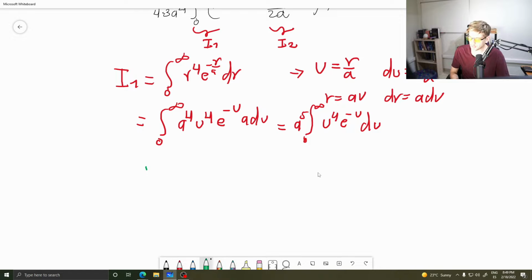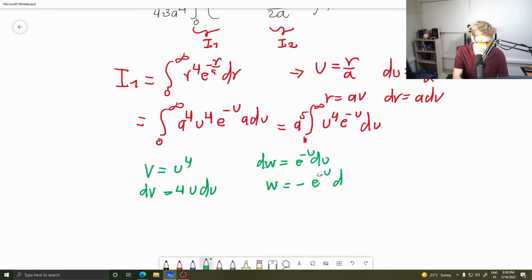So you say, we're going to do this by parts, and v is going to be u to the fourth, and then dv is 4u cubed du, and dw will be e to the minus u, and thus w will be minus e to the minus u. With this, you can solve this, but you have to do this like 4 times, so it's a little bit annoying.